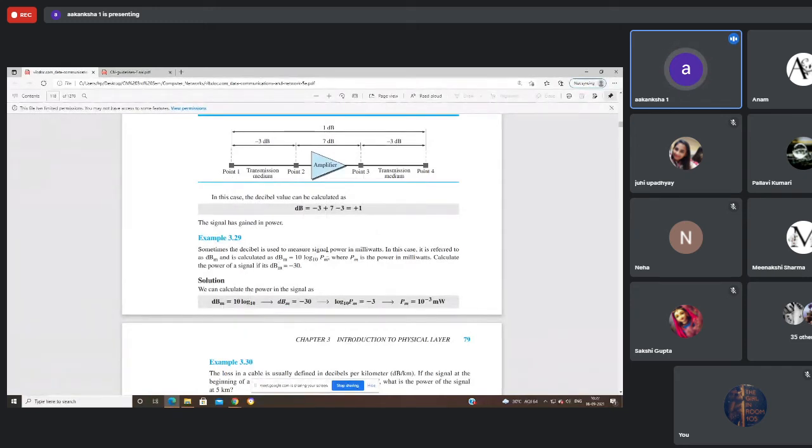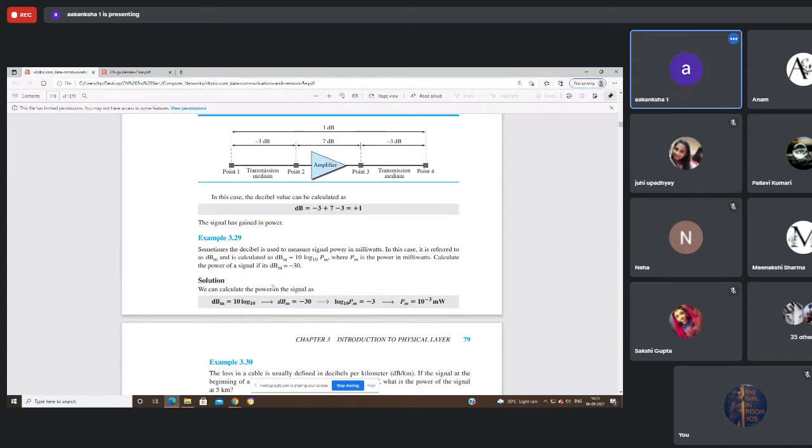Then example 3.29. Sometimes the decibel is used to measure signal power in milliwatts. Normally the measurement unit for power is watts, and for voltage it is volts. But milliwatts can also be used for measuring signal strength. Usually we use watts, but sometimes we use milliwatts if it is a small device. In this case, it is referred to as dBm, and it is calculated as dBm is 10 log 10 PM. So instead of only P, we have power in milliwatts, PM.